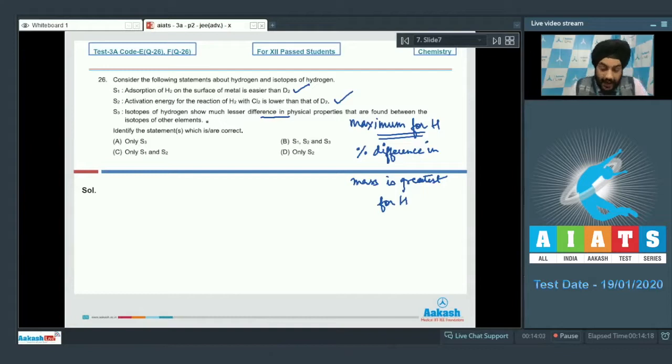So isotopes of hydrogen show the maximum difference in the physical properties that are found between the isotopes of elements. So out of these given statements, S1 and S2 are correct, whereas S3 is incorrect. So for question number 26, we have to mark the correct answer as option C, which says that only S1 and S2 are correct. Let us look at the next question now.